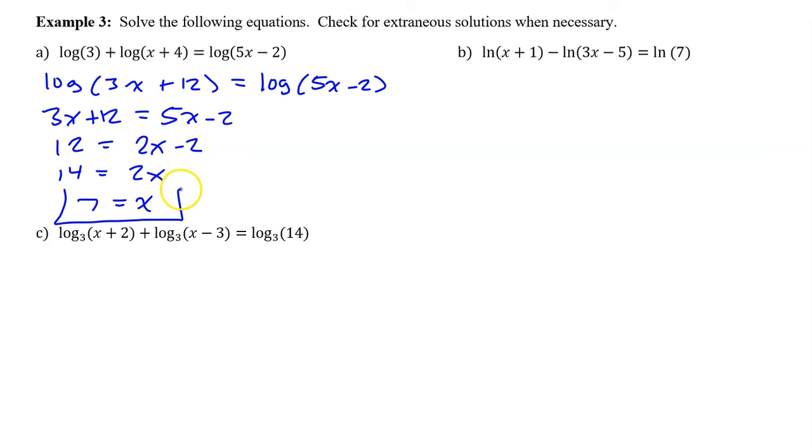Now that is probably the solution, but we need to check for extraneous solutions. Remember that you cannot take the log of 0 or a negative number. So we need to make sure that plugging this back in will not give us any negative numbers or a 0. Plugging 7 in right here gives us 11, so that's fine. Plugging 7 in right here, that's 35 minus 2, so that's 33. That's also fine. So this is fine.